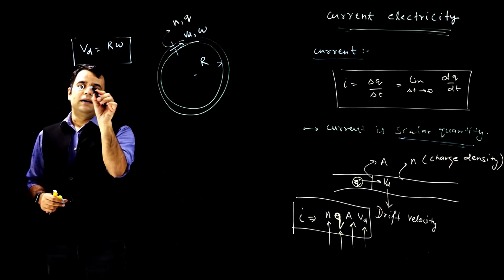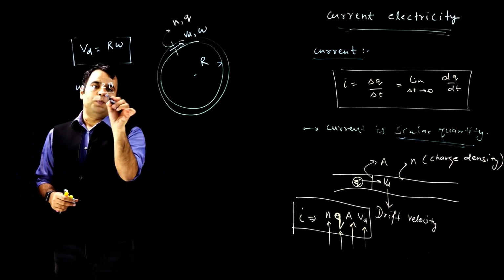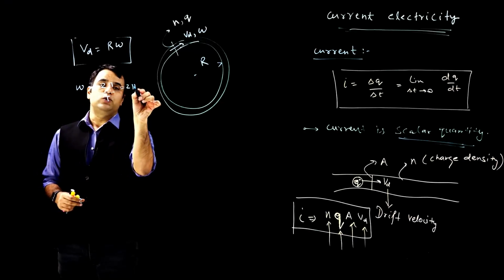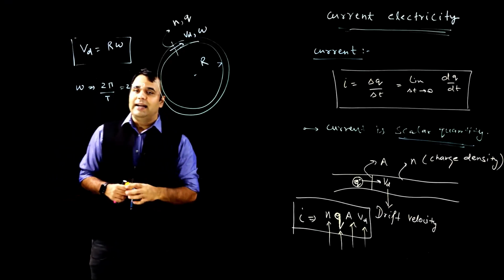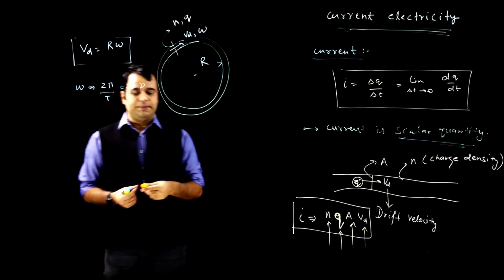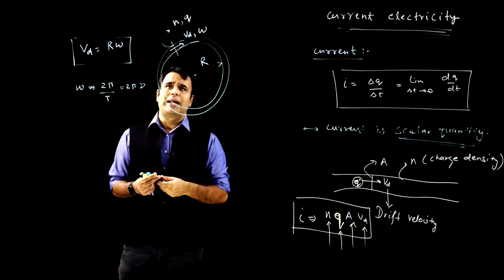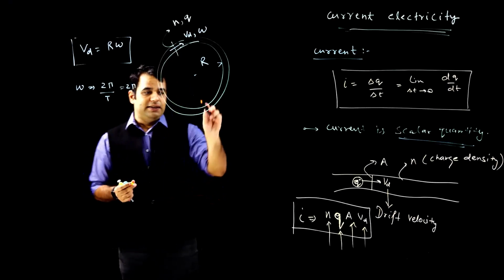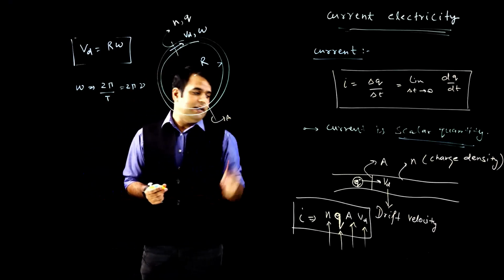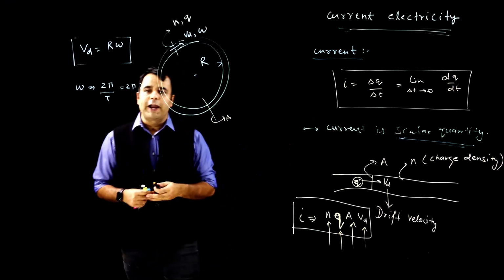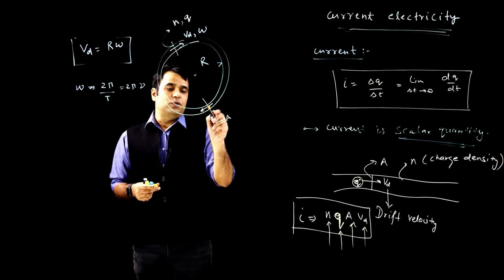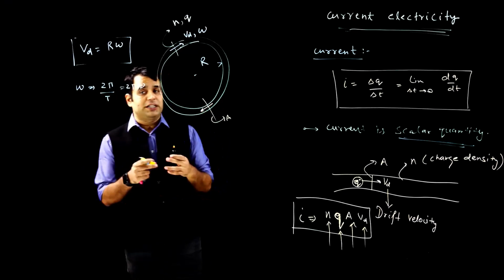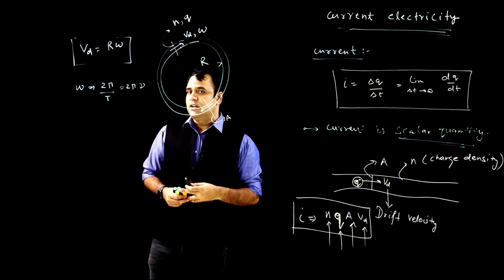And this omega can be equated with 2 pi by T, or we can say 2 pi nu, where T is the time period of the rotation and nu is the frequency of the rotation. If we want to calculate the current, the cross-section area is A. Again, we'll use this principle. The current we define as the total charge flowing through this cross-section area. That's how we define it.